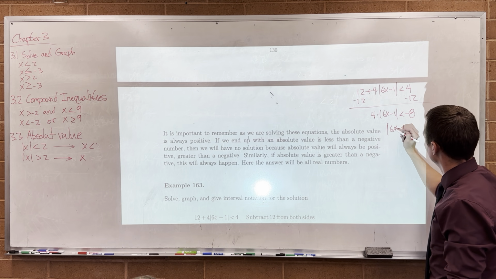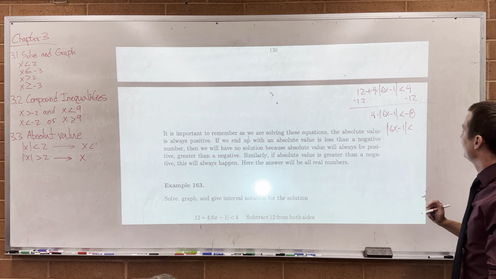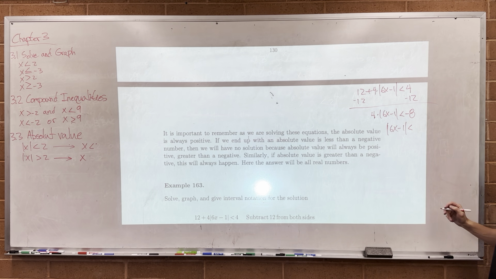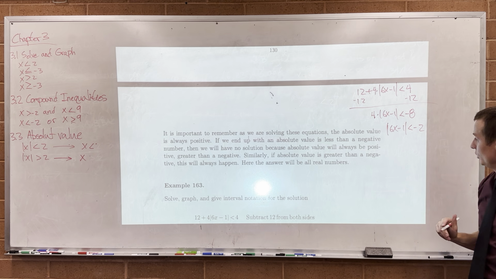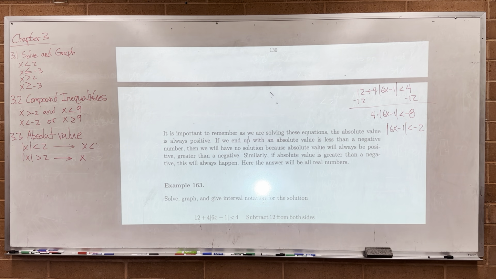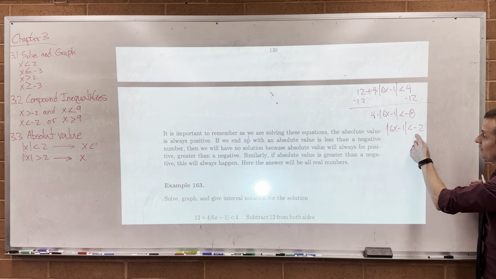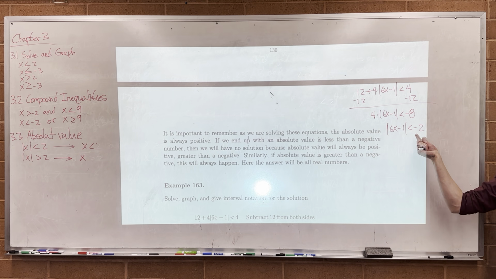I'm left with the absolute value of 6x minus 1 is less than, we're dividing both sides by 4, negative 2. Right? Okay. Now I've got my absolute value of something is less than negative 2.